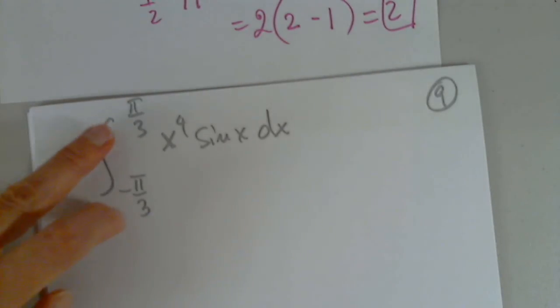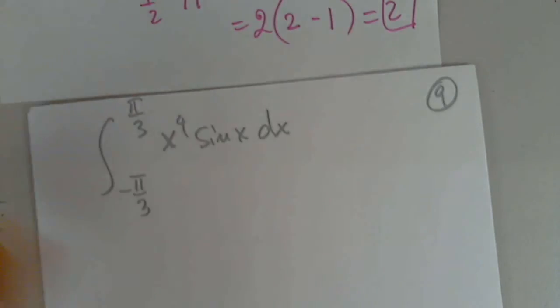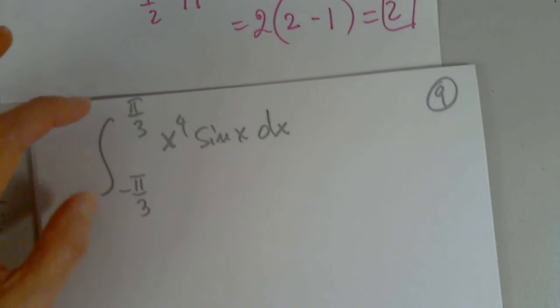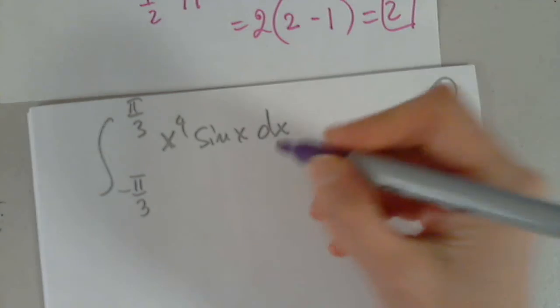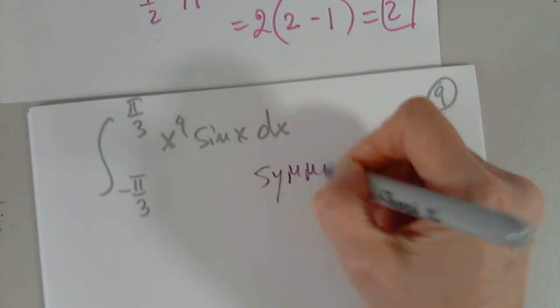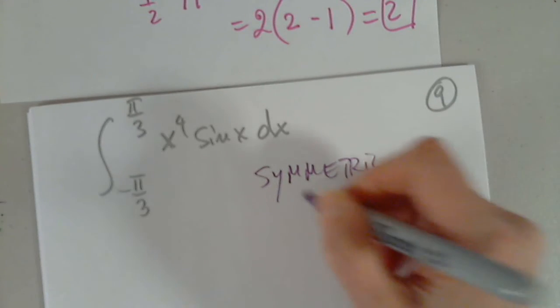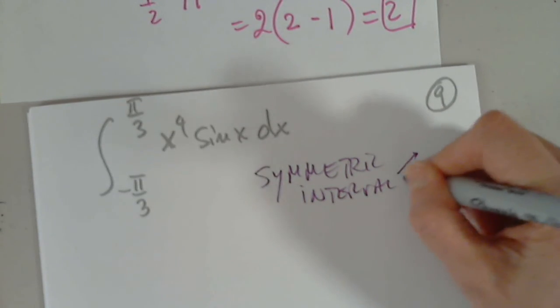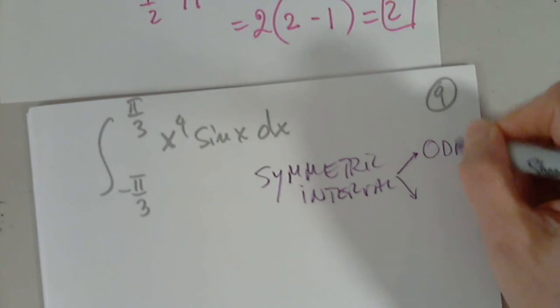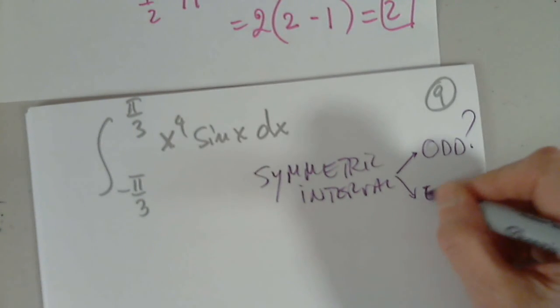So I look again, x to the 4th is continuous everywhere, sine x is continuous everywhere, I don't care what the limits of integration are. However, every time I see a symmetric interval, two things come to mind. Is the function odd? Is the function even?